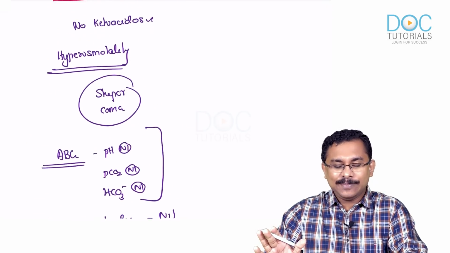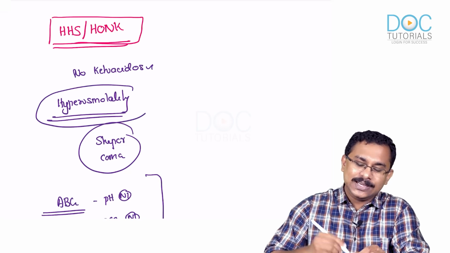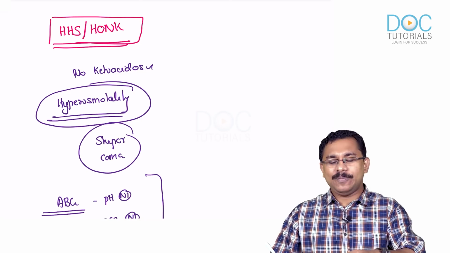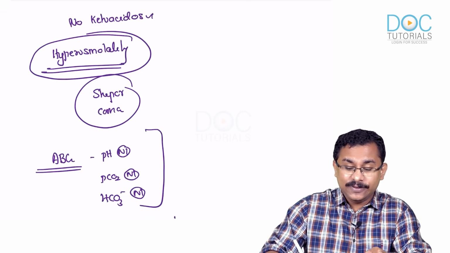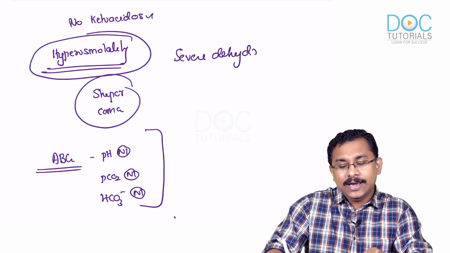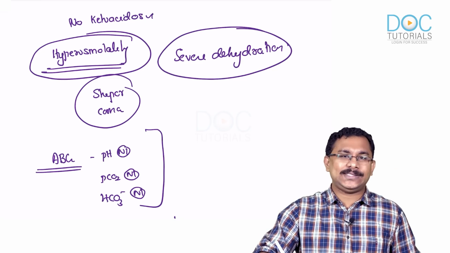So that's about your HHS, how it will present. Remember all the manifestations with hyperosmolality. And you can have altered sensorium, and one major important presenting feature is your severe dehydration. Severe dehydration. And remember, the dehydration is often more than in diabetic ketoacidosis.